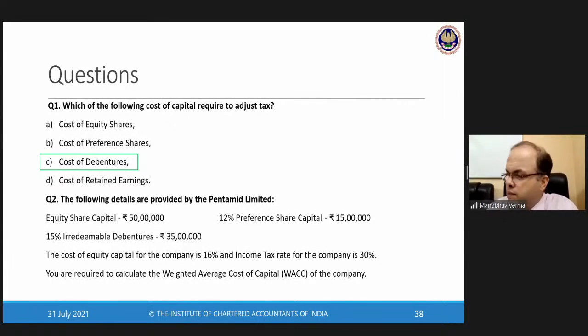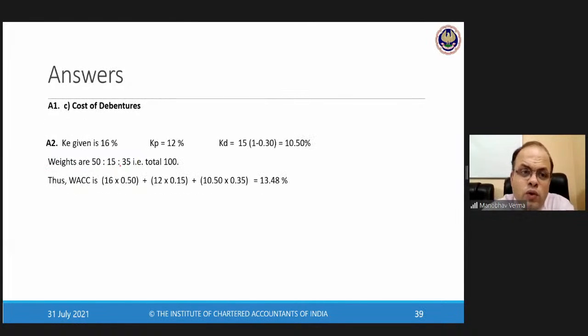What about question number 2, guys? Equity share capital of 50 lakhs, 12% preference share capital of 15, irredeemable debentures 35. Cost of equity is given as 16%. Tax rate for the company is 30%. We are asked to calculate the WACC. Two things are given, 16% and 12%, and the only thing we needed to calculate is the cost of debt. That's 15 times (1 minus 30%), that's 10.5. Then you just apply the weights here. So the quick answer was 13.48.